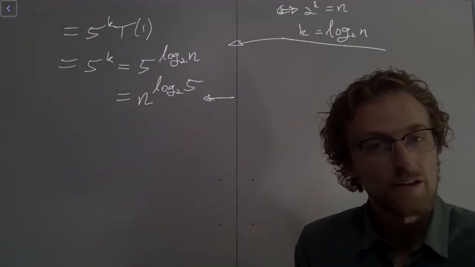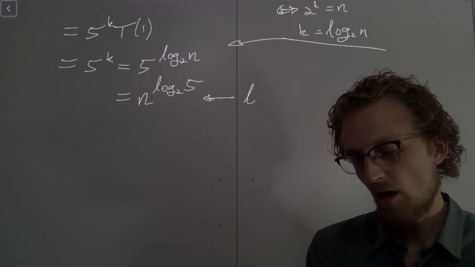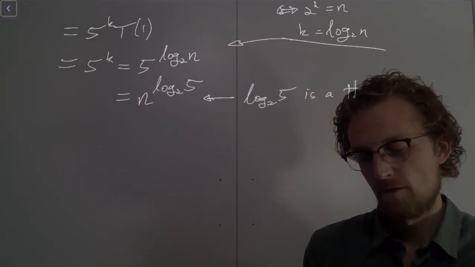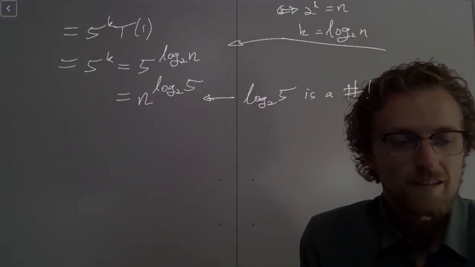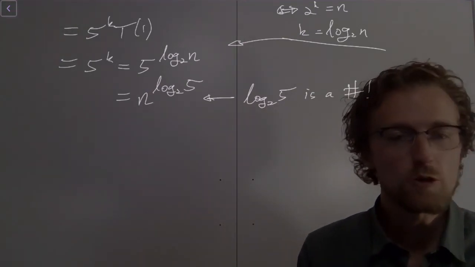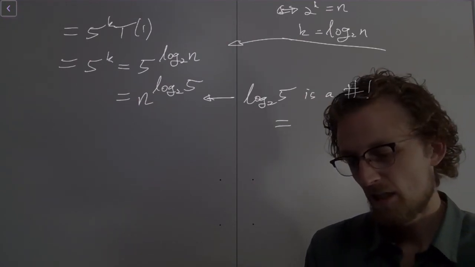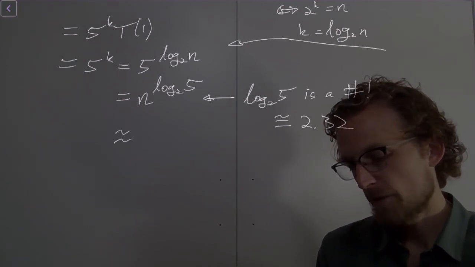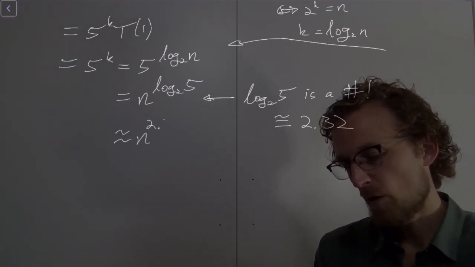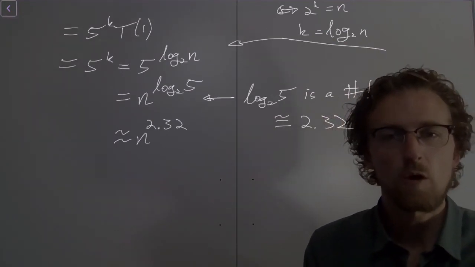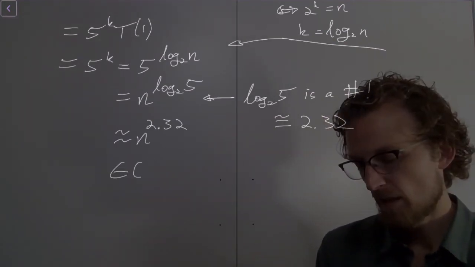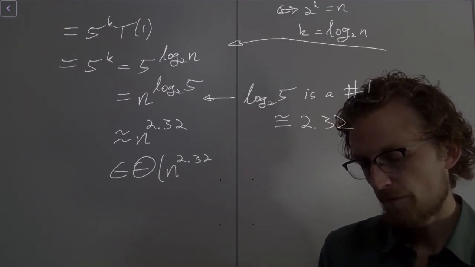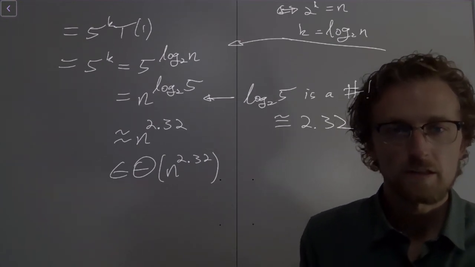But this is just a polynomial complexity, right? So log base 2 of 5 is a number, right? So this is n to the power of some number. In fact, it's approximately 2.32. So this is approximately n to the power of 2.32. So it's a little worse than quadratic time. So we can say this is big theta of n to the 2.32, plus or minus a little bit of error in there.